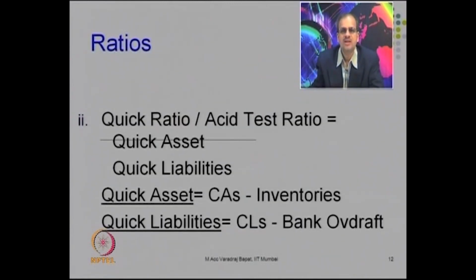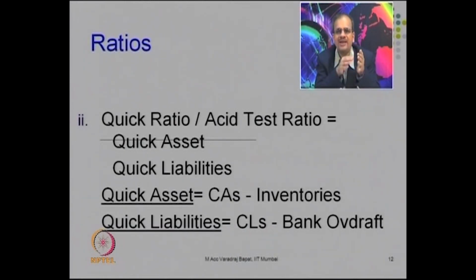There is also another ratio known as quick ratio or acid test ratio. It is quick assets divided by quick liabilities. Now, what is a quick asset? Quick assets are those current assets which can be easily converted into cash. So, you can see the definition which is given here. Usually, current assets minus inventory is defined as a quick asset.